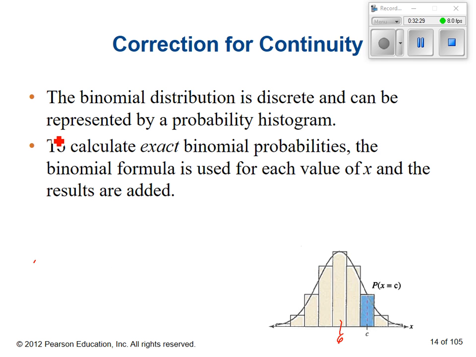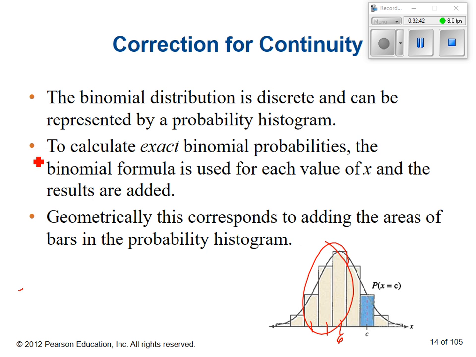To calculate the exact binomial probabilities, if we use that binomial formula, you'd add them all up. So if we went 6, then 5, then 4, we'd add those 3 bars. We did that last chapter. Geometrically, this corresponds to adding the areas of the bars. So what they're saying here is that we're trying to find the area under the curve, like right there, all of that stuff. So we're approximating it to that area.